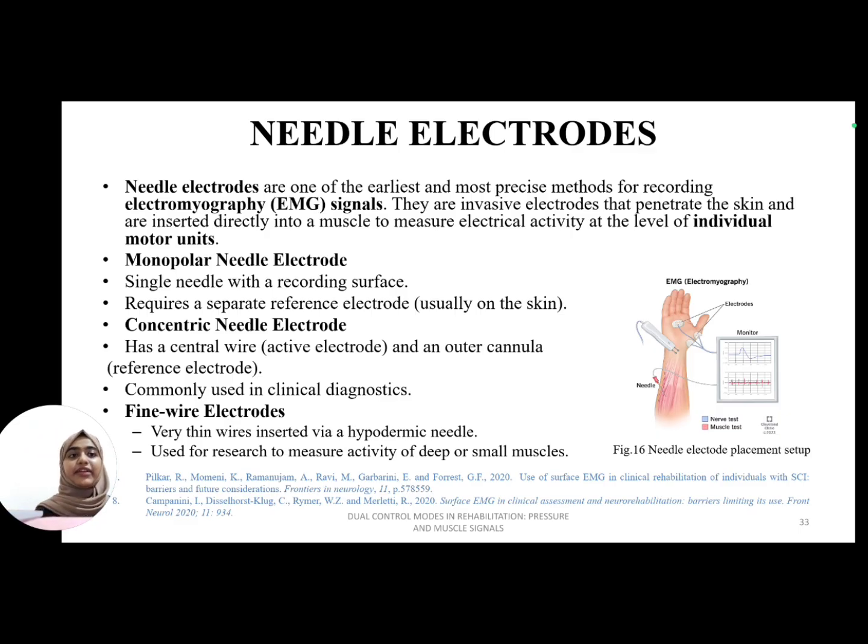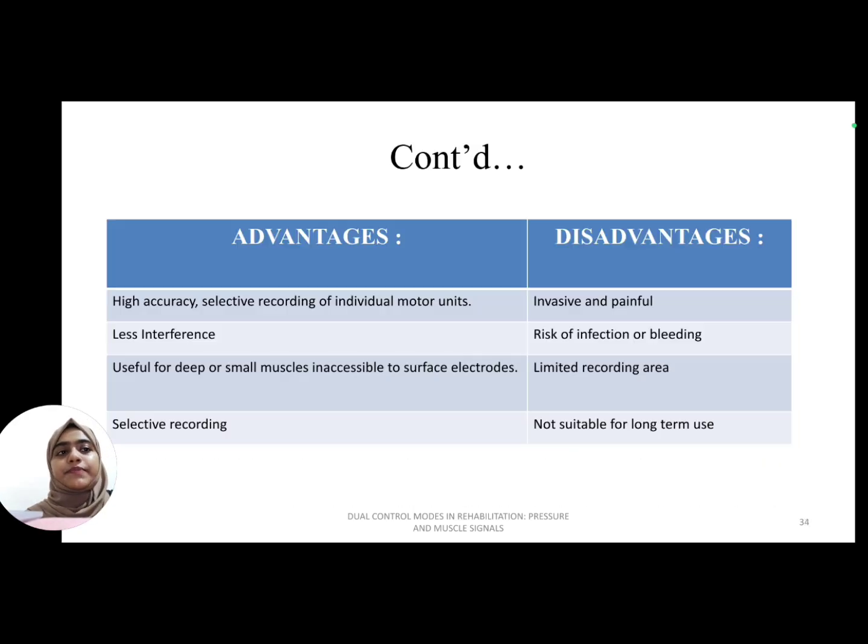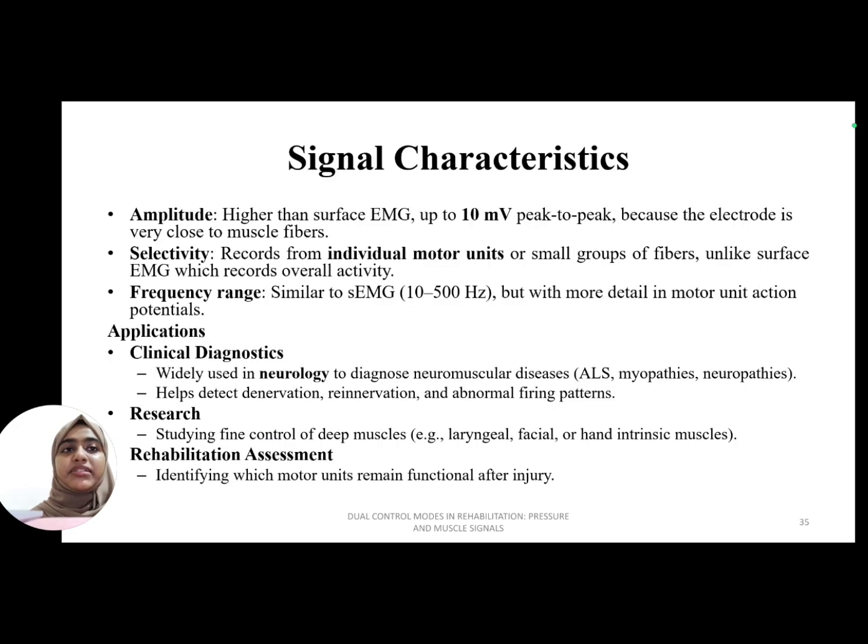They are invasive electrodes that penetrate the skin and are inserted directly into a muscle to measure muscle electricity at the level of individual motor units. Needle electrodes are monopolar, concentric, and fine wire electrodes. So these are the advantages and disadvantages of needle electrodes.